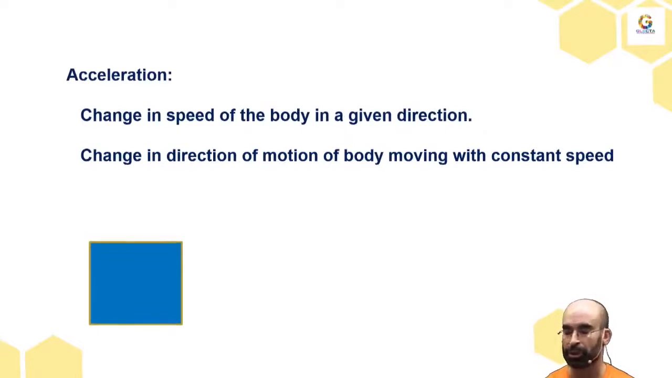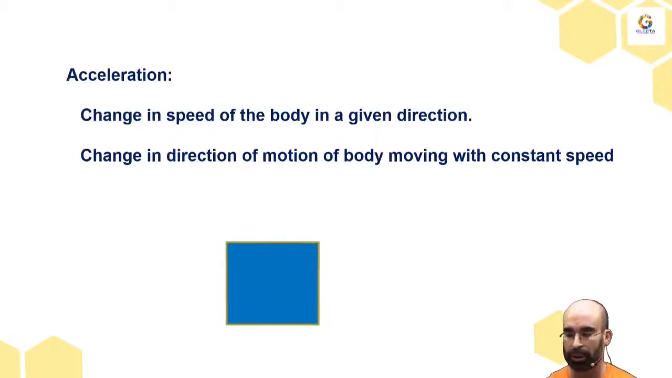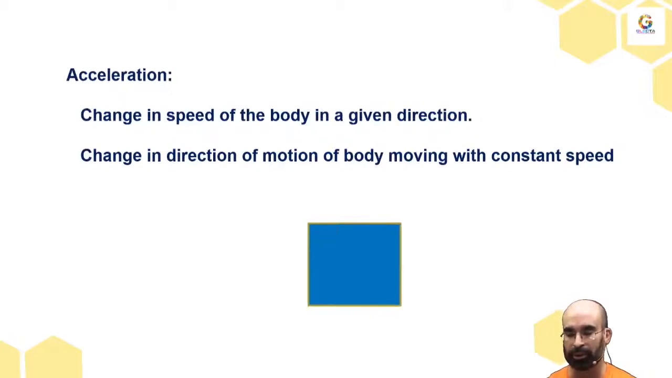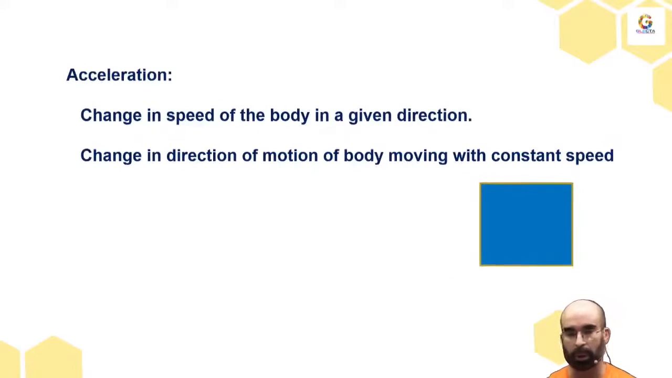Now, the next term is acceleration. Acceleration can be considered in two ways. Change in speed of the body in a given direction. Another way the acceleration can be considered is change in direction of motion of body moving with constant speed. Here you can see that there is a change in its direction. You see here the direction of motion is changing. Even if it has constant speed, there is an acceleration in the body.